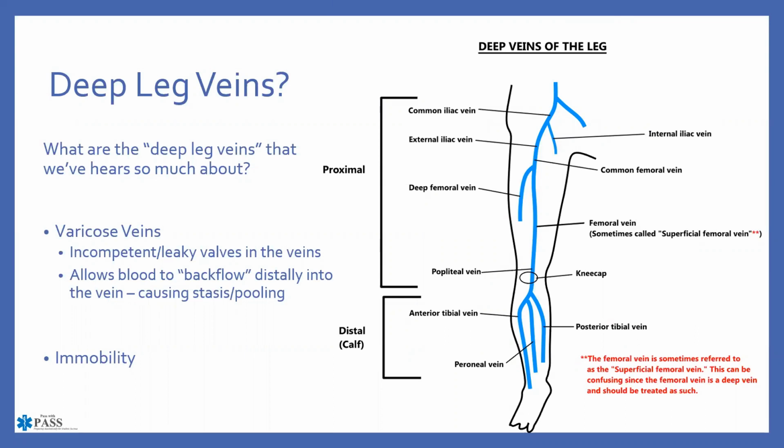So the deep leg veins: what are they and why do we hear so much about them? You may hear deep vein thrombosis, right? So the DVT that we've already kind of referred to. If you go by definition, there are 7 different deep veins in the lower extremities, and some of them are on here. You have your popliteal vein right here, where the kneecap would be, the anterior and posterior tibial veins, the peroneal vein. So there are 7 different ones that make up these deep leg veins. And then we have varicose veins, and these are incompetent or leaky valves in the veins that we've already kind of talked about. That varicosity is where some of the problems come in, creating the stasis in the leg.